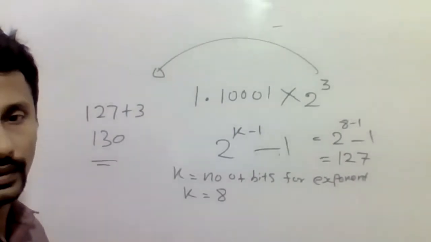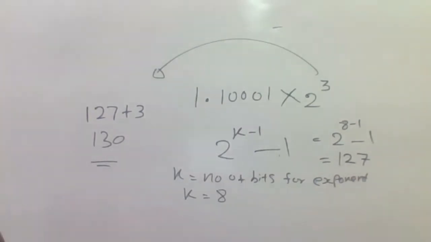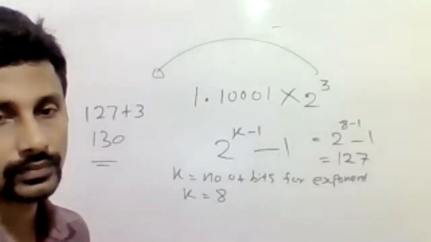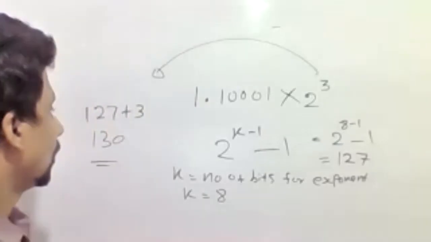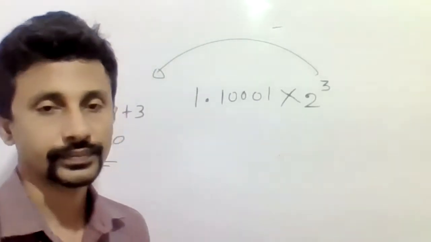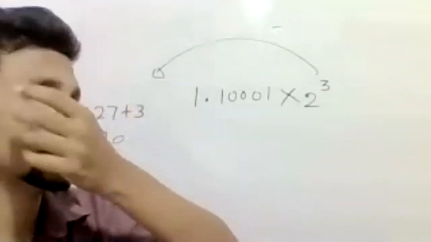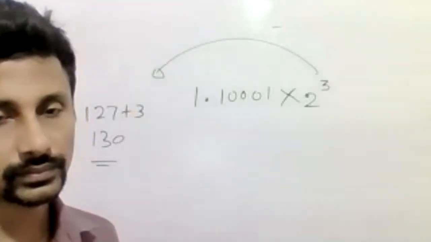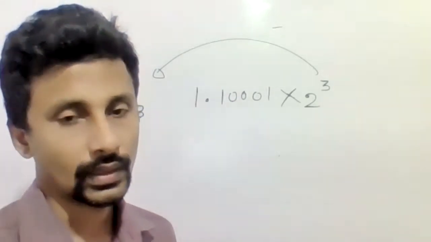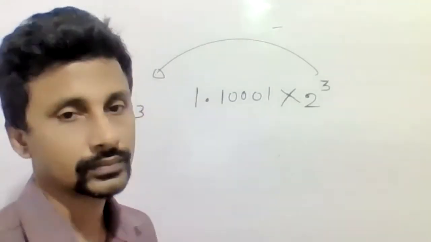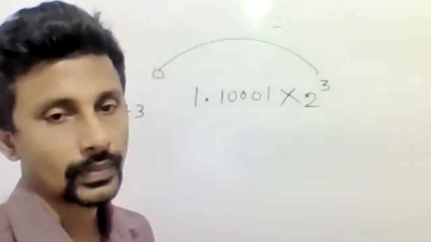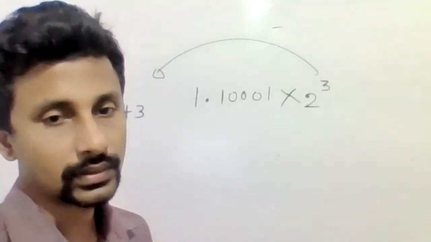Okay, then fourth step, write down: represent the value. 1 bit for sign, 8 bits for exponent, and 23 bits for mantissa.